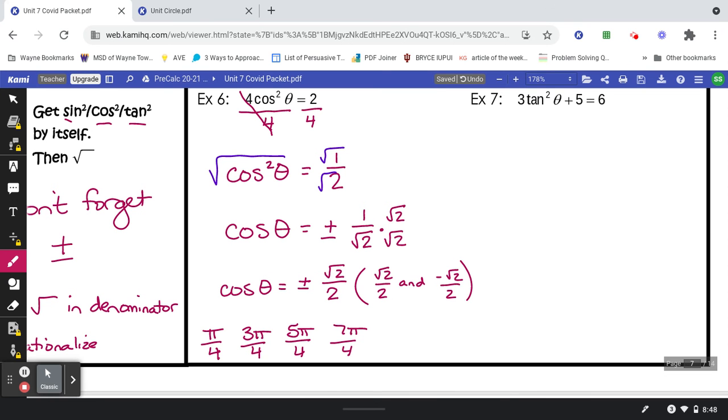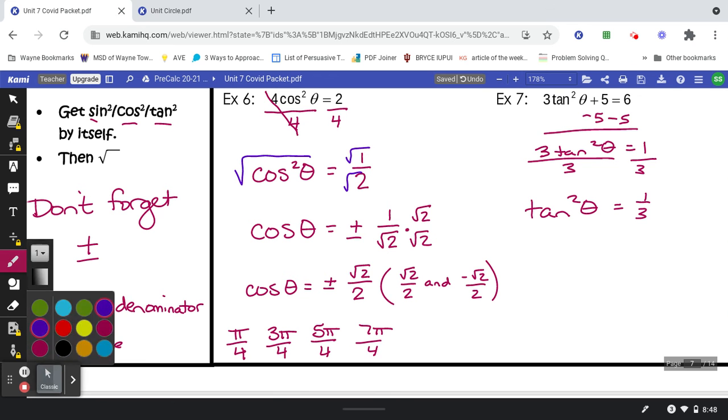Example number 7. Start by subtracting 5 from both sides. And then divide by 3. Go ahead and try to get those 2 steps done. Subtract 5, divide by 3. All right, now we're down to tangent squared theta equals 1/3. Remember, we got to get rid of that square, so we're going to square root both sides.